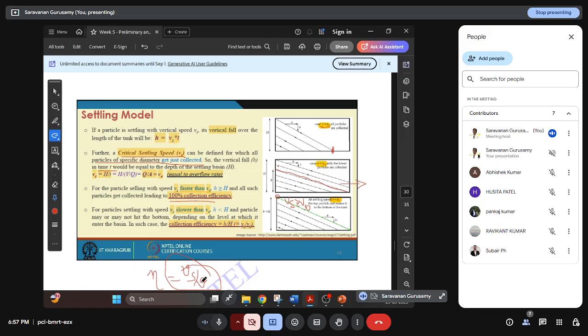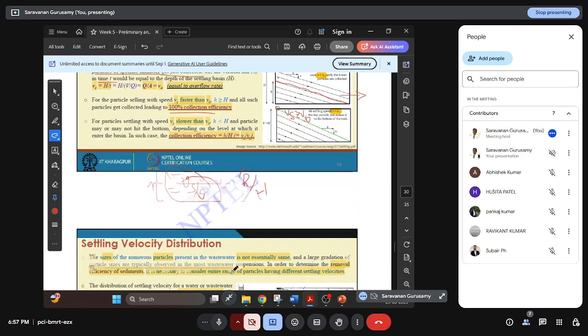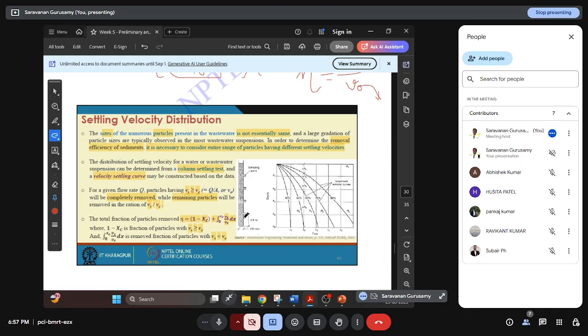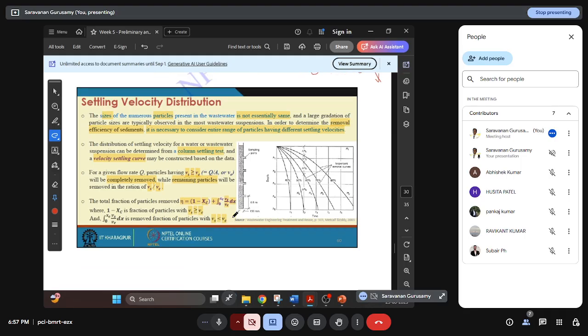So how much is Vs by V? That is again based on Ht by H, that is h by capital H. Please remember settling velocity and overflow velocity. Settling velocity by Stokes law, overflow velocity by Q by A, that will give you the efficiency of collection.